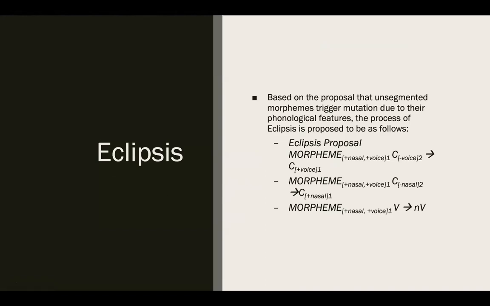Similarly, for eclipsis, I have proposed that there is a morpheme that has a plus nasal plus voice feature that, when it precedes a consonant that is minus voice, will replace the minus voice feature with the plus voice feature. If it precedes a plus voice minus nasal consonant, it will replace the minus nasal with plus nasal. And if it precedes a vowel, there will be insertion of the segment N.